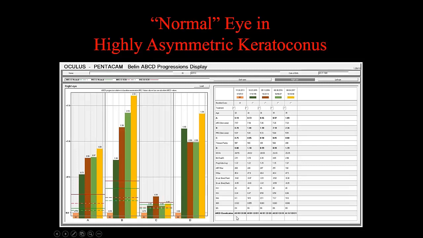So if we look back in November of 2013, notice the ABCD classification, A0, B0, C0, D0. Patient was totally asymptomatic, had excellent visual acuity. This patient was observed over time, and the patient didn't have a change on the anterior surface until 2017. But I should go over one of the benefits of the progression display is that it can be retrospectively used.